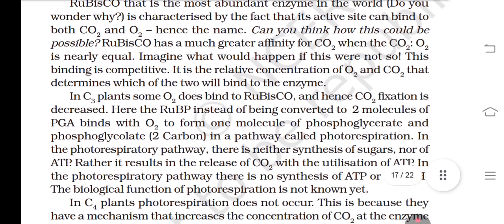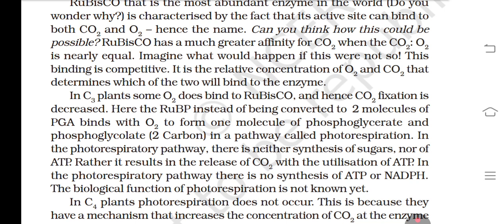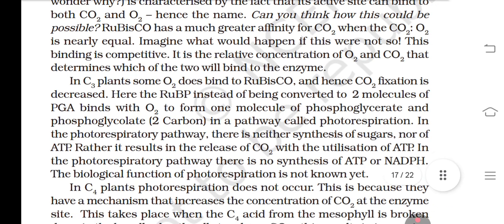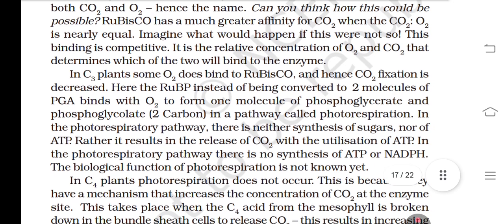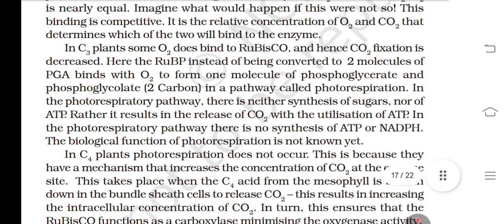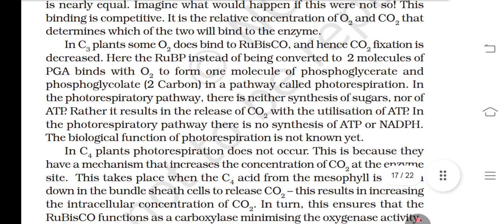Do you wonder why? RuBisCO is characterized by the fact that its active site can bind both carbon dioxide and oxygen, hence the name. Can you think how this could be possible? RuBisCO has a much greater affinity for carbon dioxide. When carbon dioxide and oxygen are nearly equal, imagine what would happen if this were not so. So this binding is competitive.